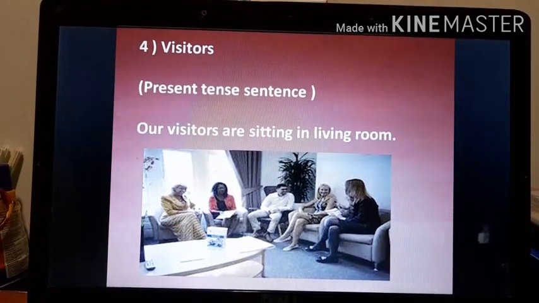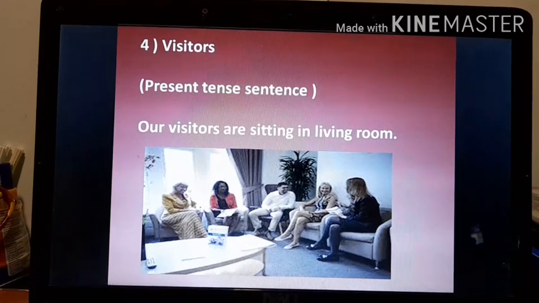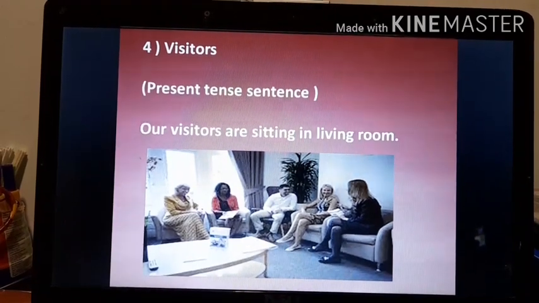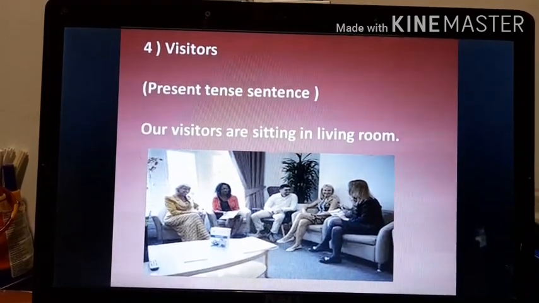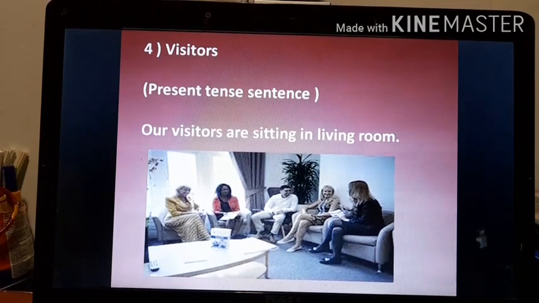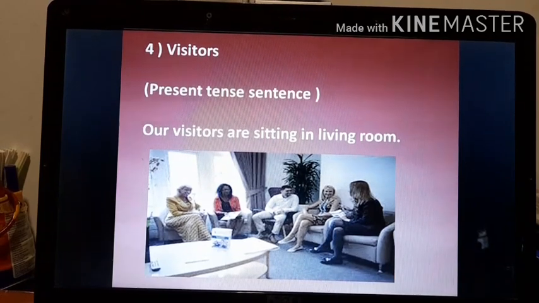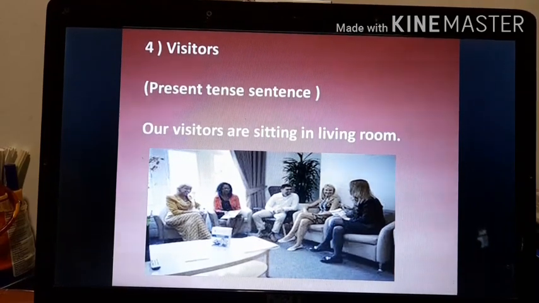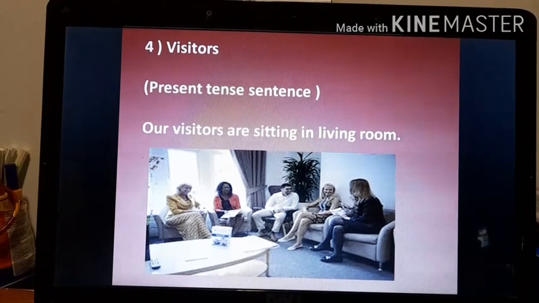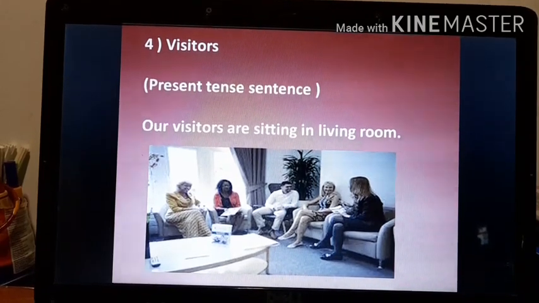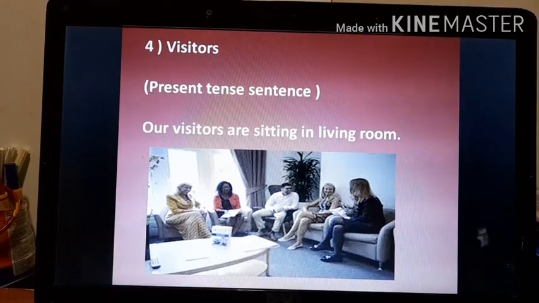We have already discussed the word meanings and all the lesson story with you. Here you are only supposed to frame some new sentences using the given words. So the next word is visitors. The people who visit.